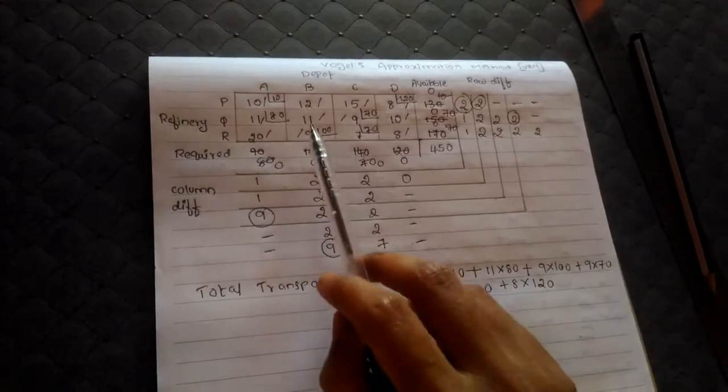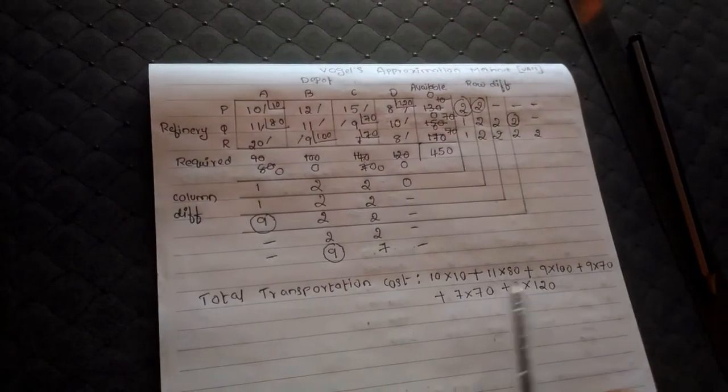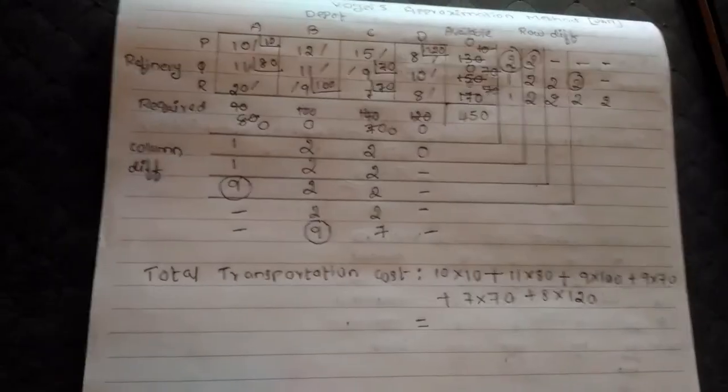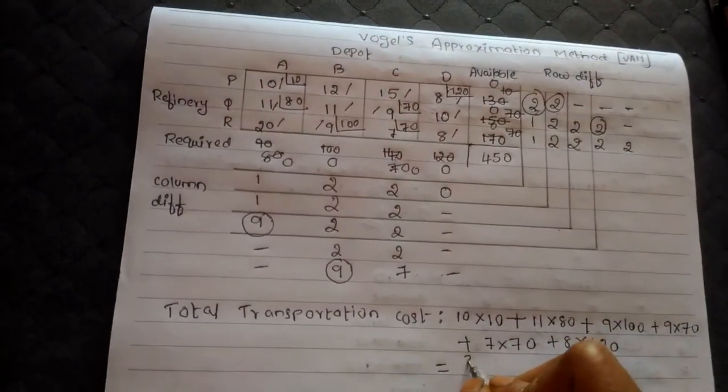So how many allocations have you made? 1, 2, 3, 4, 5, 6. Now find out the total for this. The total is 3960.